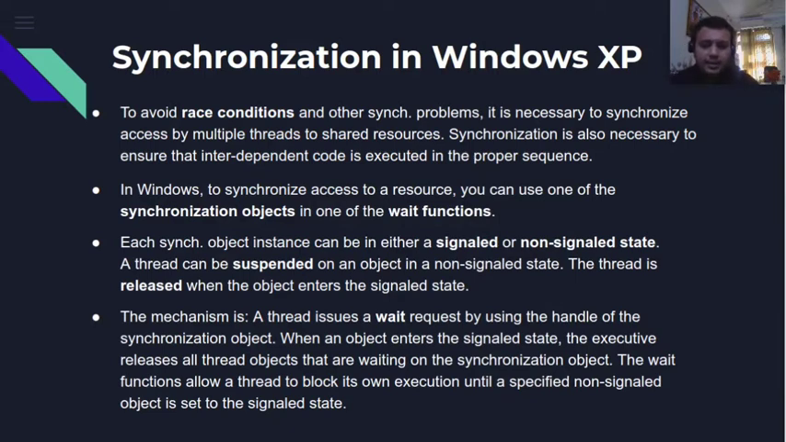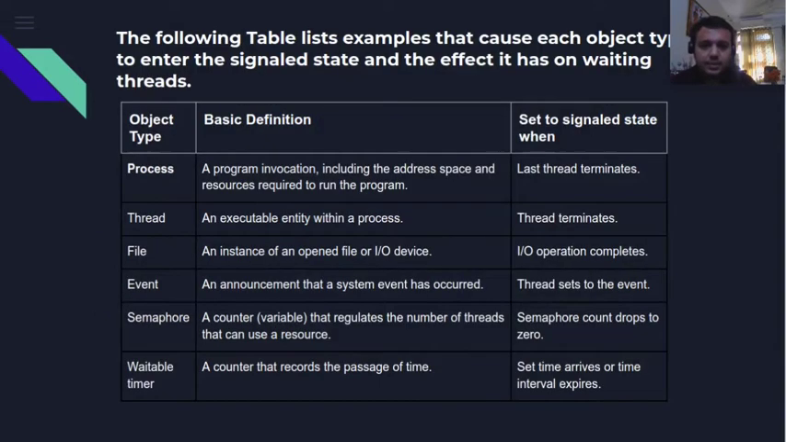So the basic mechanism is that a thread issues a wait request by using the handle of the synchronization object. When an object enters the signaled state, the executive releases all the thread objects that are waiting on the synchronization object. The wait functions allow a thread to block its own execution until a specified non-signaled object is set to the signaled state. In this table we are shown some object types and when they are set to the signaled state. For example, a process is set to the signaled state when the last thread terminates. Similarly, a file is set to the signaled state when the I/O operation completes. A waitable timer is set to the signaled state when the set time arrives or the time interval expires.